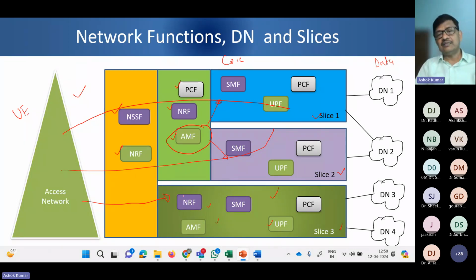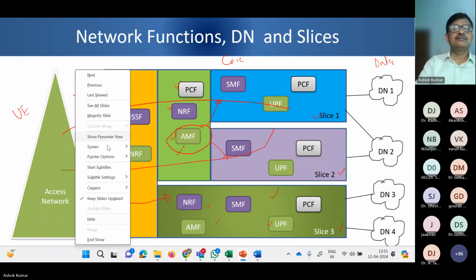So please remember that a user equipment can access simultaneously only those slices for which the AMF is the same. The same AMF is handling both the slices. So that's why we will talk about grouping of the slices and accessing those slices on a group basis later on. Okay. Let me remove the ink first before I tell you some more concepts.